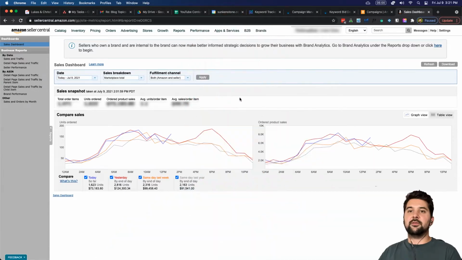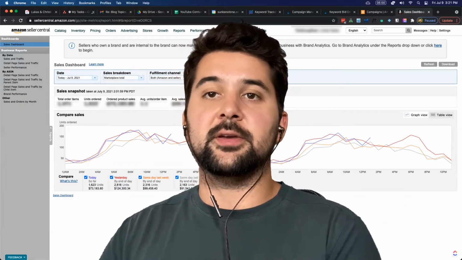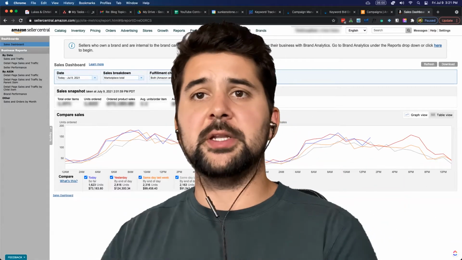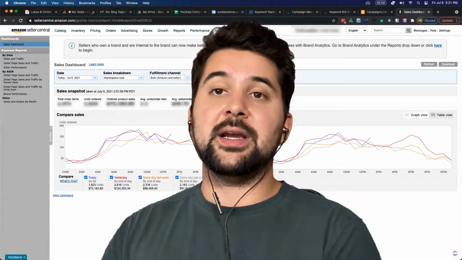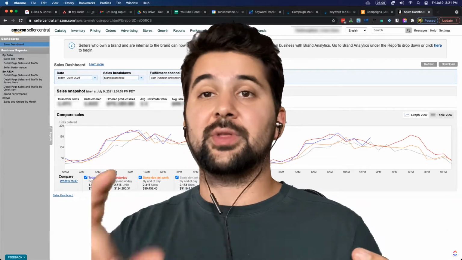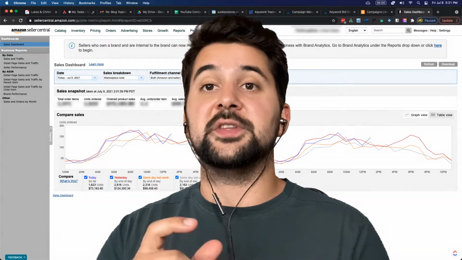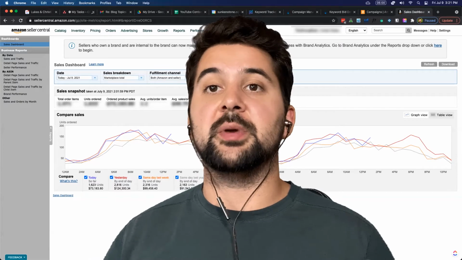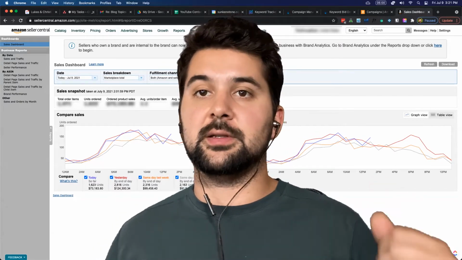So here we have a snapshot of our sales. This is just today. So let's say we did $20,000 of sales in a day, and we spent $2,000 on ads to generate $4,000 of ad sales. Your ACoS would be 50%, because that's $2,000 of ad spend to generate $4,000 of ad sales. But your TACoS, total advertising cost of sales, would be 10%, because you spent $2,000 and your whole Amazon business generated $20,000.